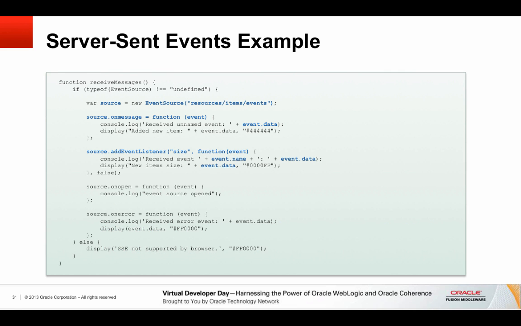This is an example of the JavaScript you'd see in the client. What we'll see here is that I can create a new event source, passing it through my JAX-RS namespace for this particular application. And then I can create functions to handle messages that are received. I can narrow that down specifically with source.addEventListener and tell it the name of the event that I'm interested in receiving at this point.